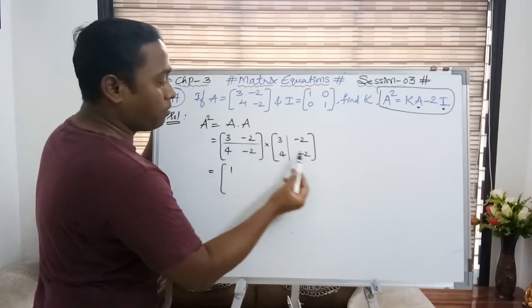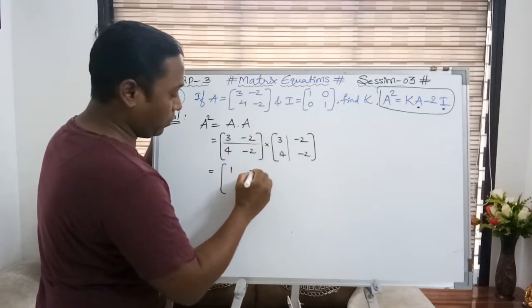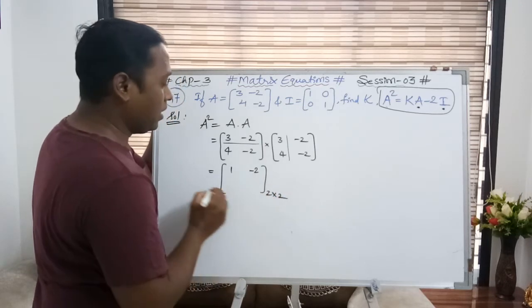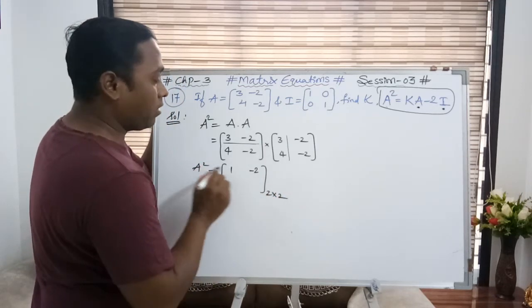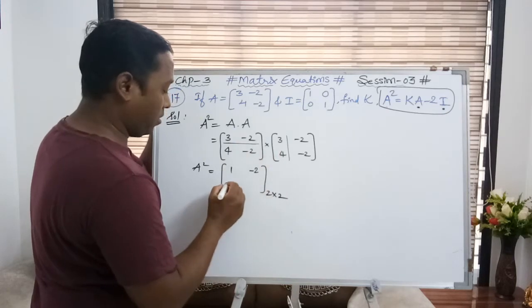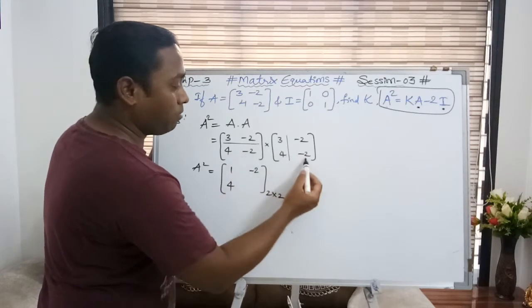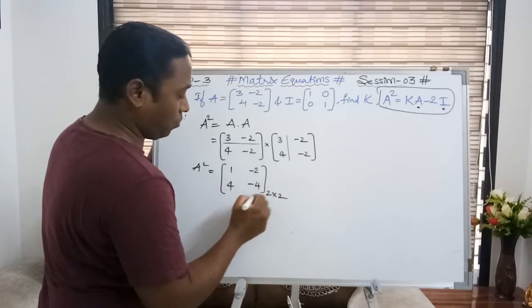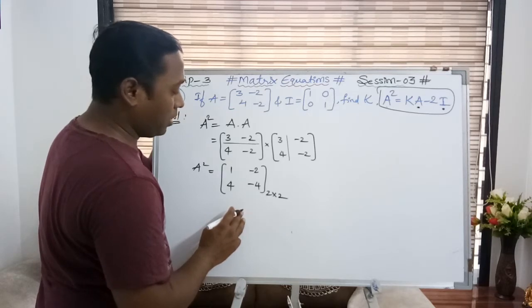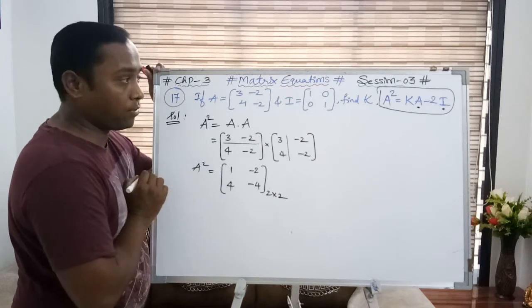Minus 6 plus 4 is minus 2, which is a 2 by 2 matrix, equal to A square. So now 4 is a 12 minus 8, 12 minus 8 is 4, minus 8 plus 4, minus 8 plus 4 is minus 4. So after doing the multiplication process, I was able to get A square.